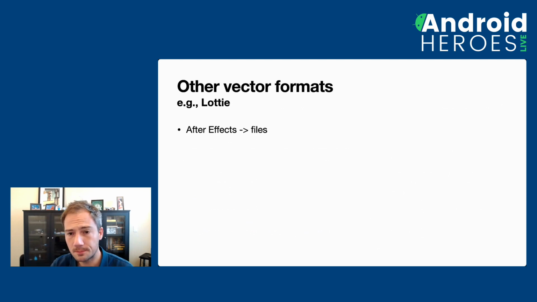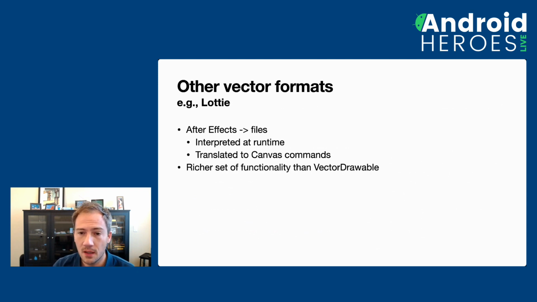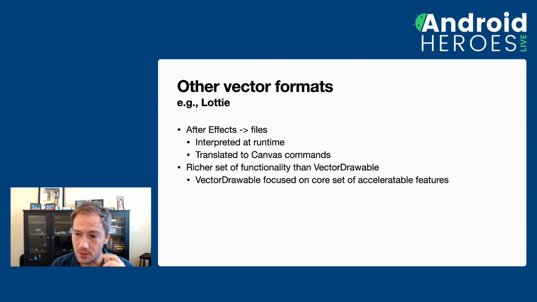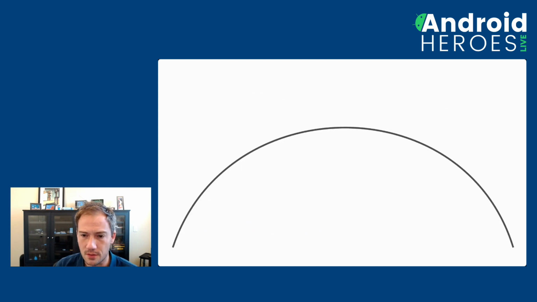There are other formats you can use. You can use Lottie, which hopefully you have used before. It lets you export complex vector animations from After Effects. It's much richer than Vector Drawable. There's also SVG, but we don't really use that one. Lottie is, I think, a much better one.